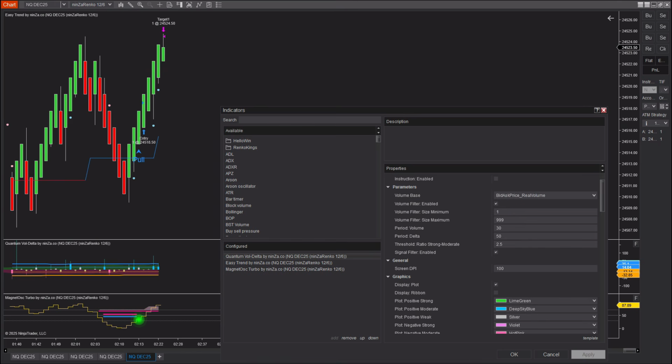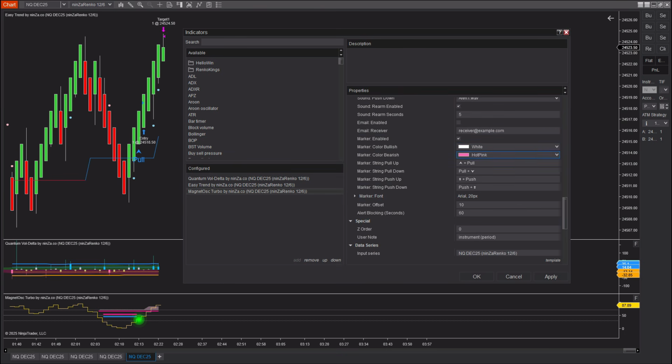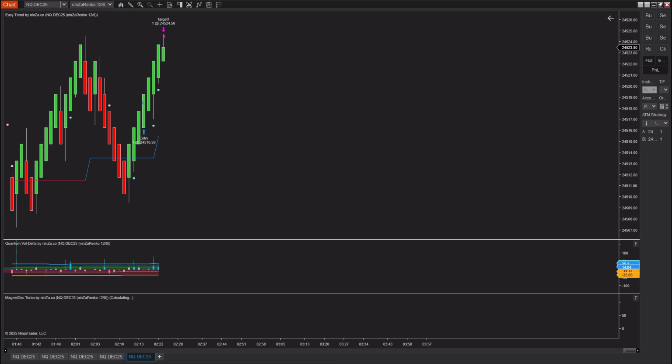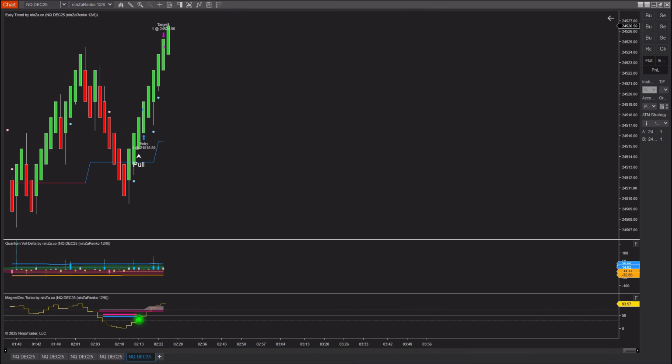To make it easier for you to see, I'll go ahead and change the signal colors. I'll set the buy signal to white and the sell signal to yellow. This way, the signals stand out more clearly, and there's no confusion when we're watching the chart.